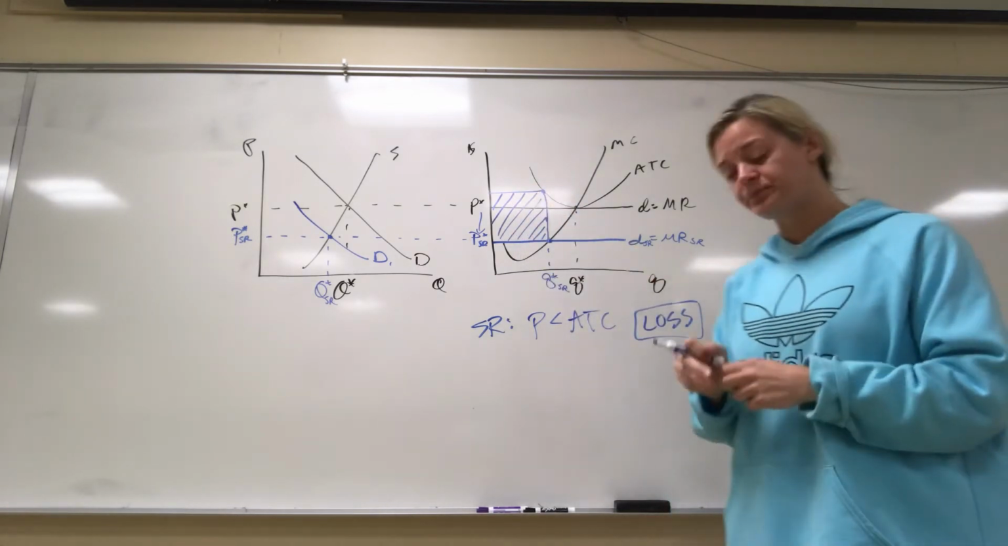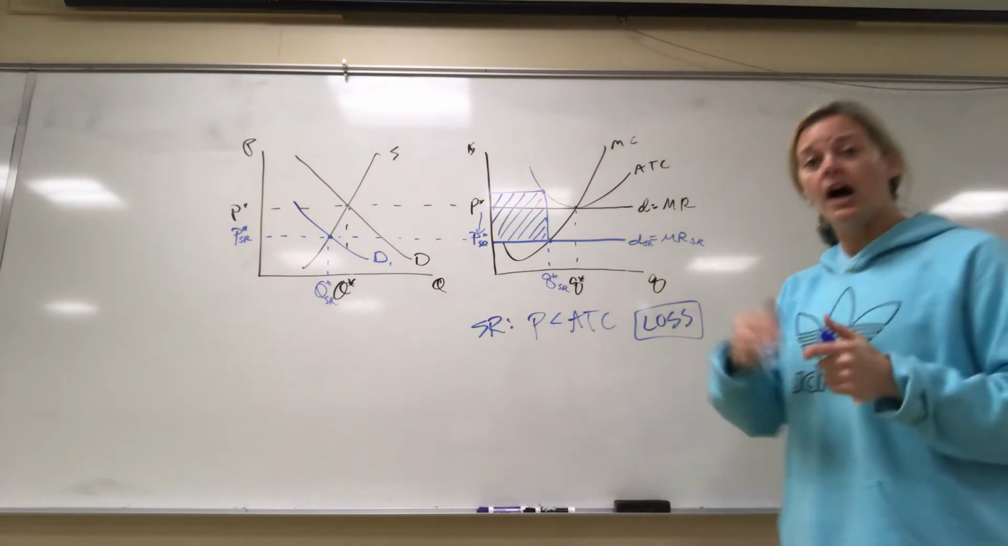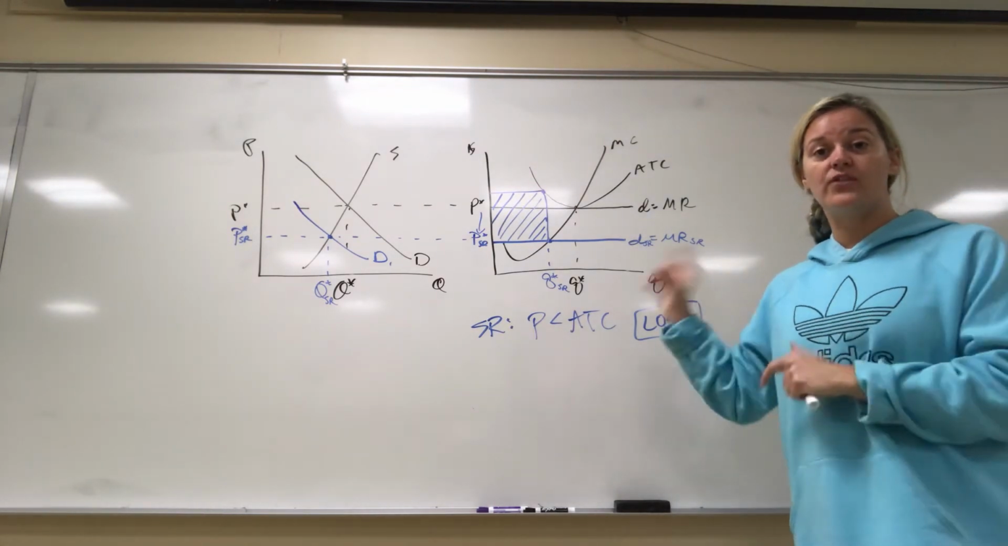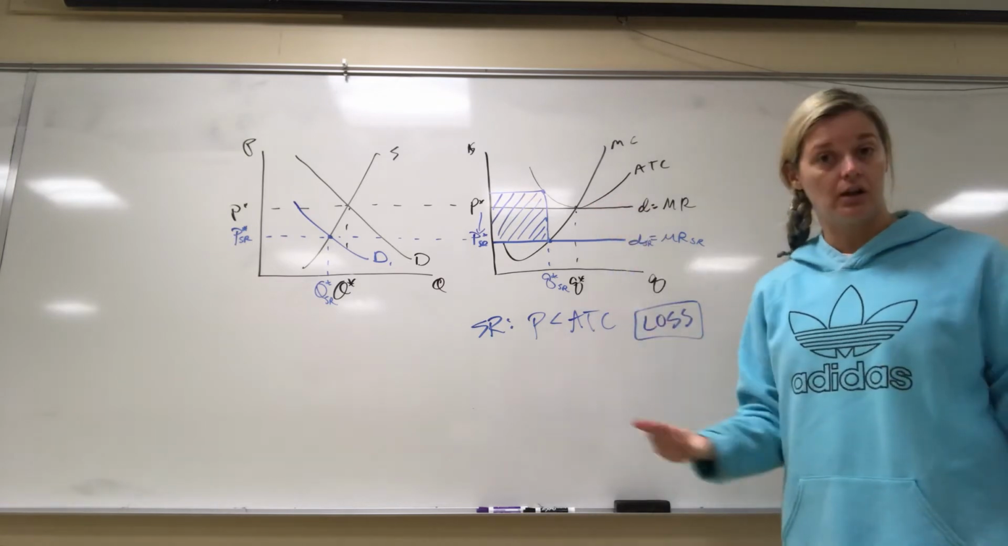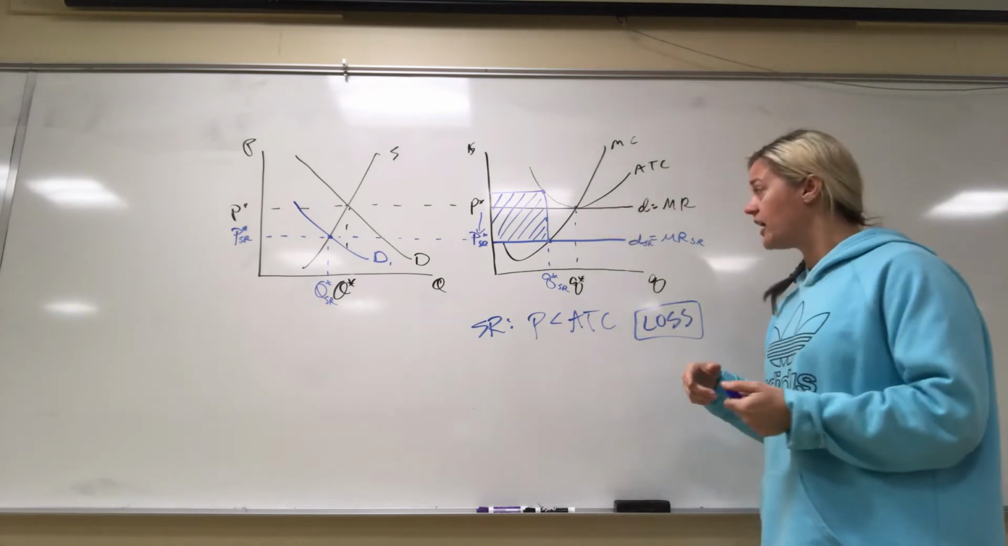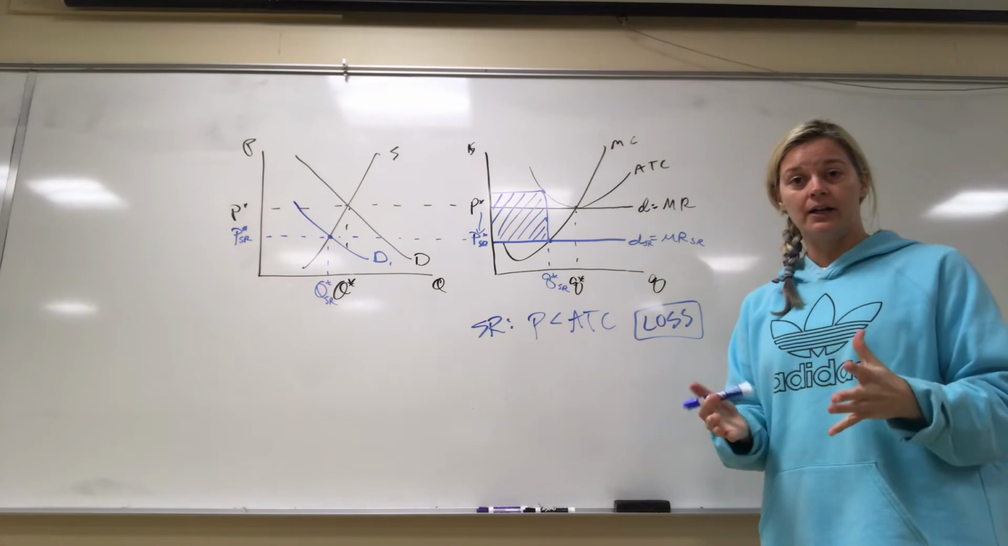The loss per unit is the difference between average total cost and price, and then that whole area is total loss, okay? So in the short run, the number of firms is fixed, so each firm that is in the market, they're going to be suffering a loss, right? And there's nothing they can do about it.